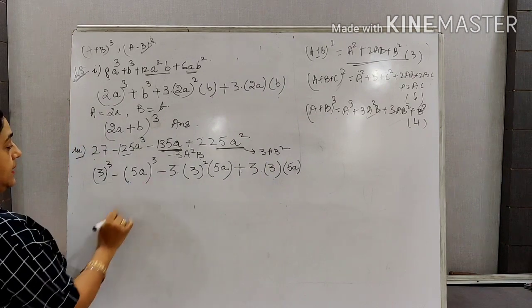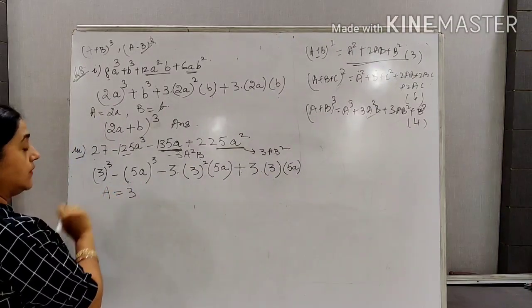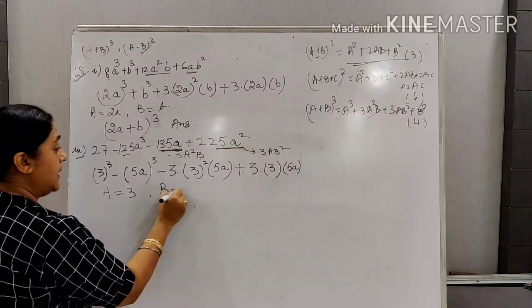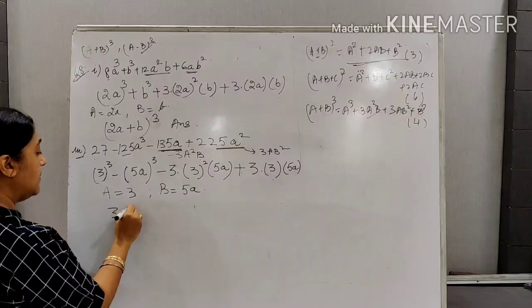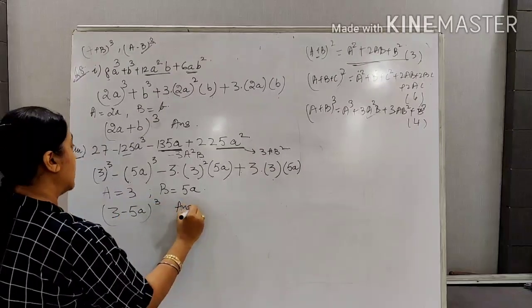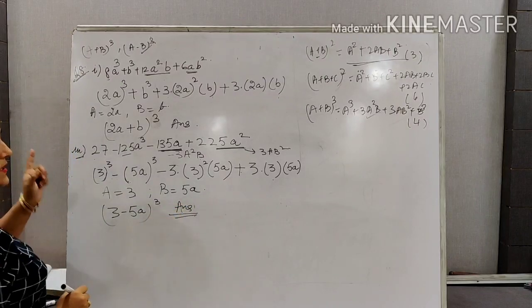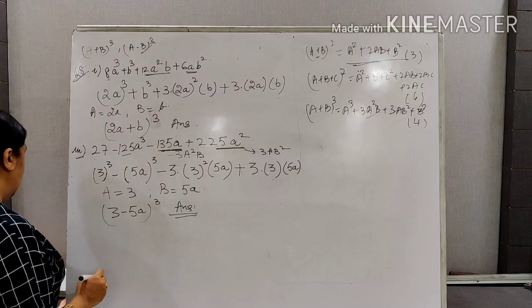I have split up like this. Now what is my a here? My a is here 3, and what is my b? b is 5a. So this is same as (3 minus 5a) whole cube. So this is your answer. This is a 2-step question only. You just have to identify the given terms.